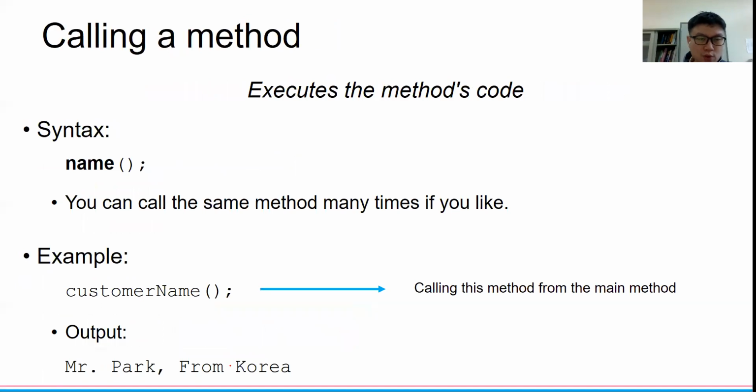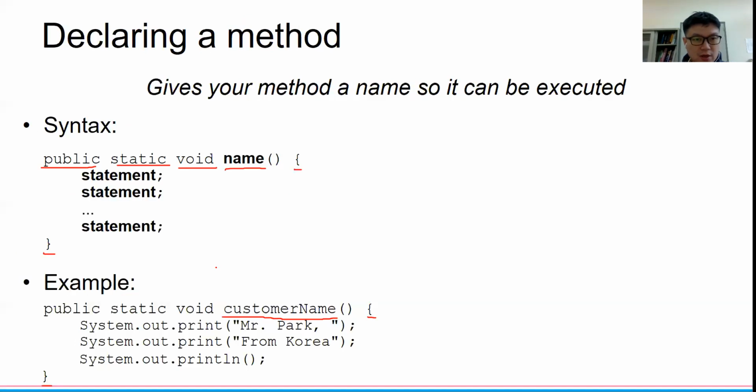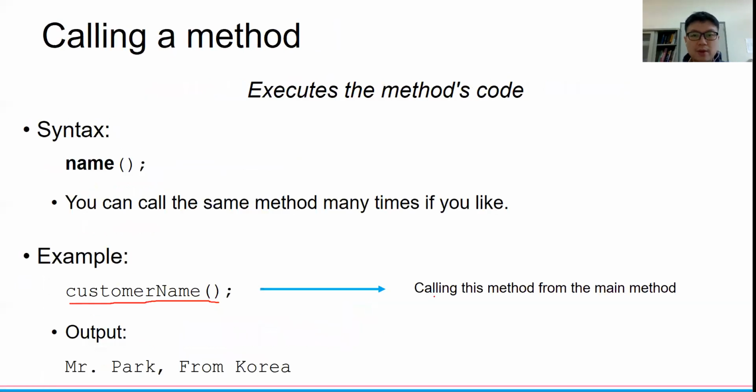So when you want to call the method, you need to call the name. Let's say you have the name as customerName. This is the method name that you already defined. Then in the main method, you need to call this name. The name that you call in the main method should be the same as the method name.